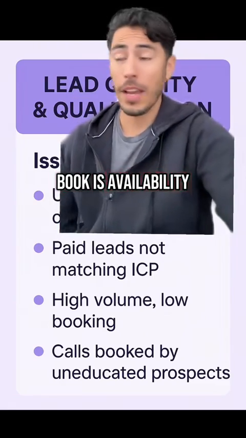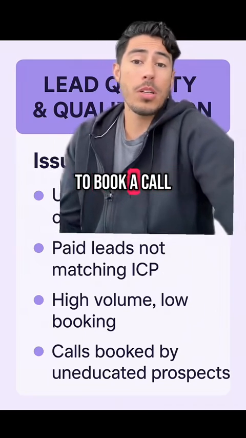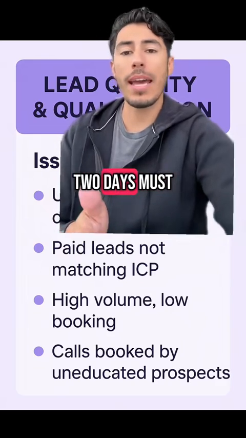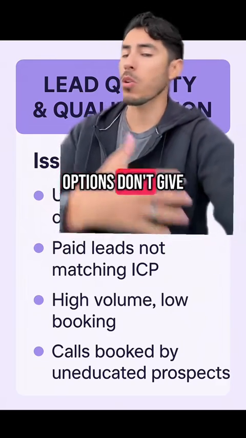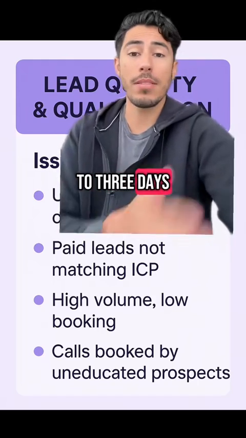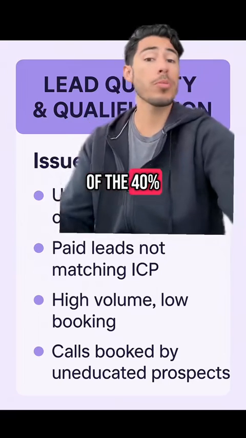is availability. I'll go on and it'll be the best business in the world, and they don't have any availability to book a call, except at 2 a.m. on a random Tuesday, right? The next 2 days must have 3 to 4 options. Don't give them 7 options. Don't give them 2 weeks out to book. The next 2 to 3 days, that's it. That will help solve 20 to 30% of the 40% that will book.